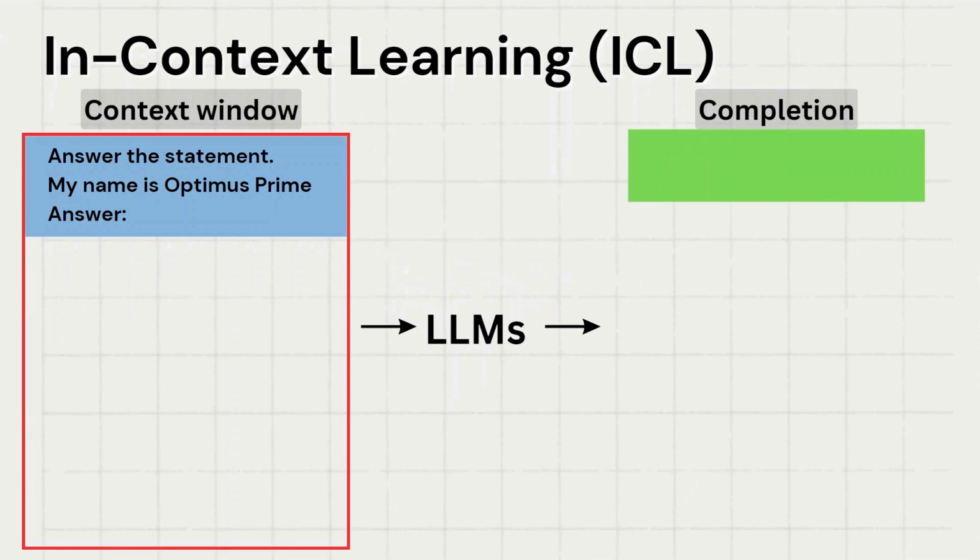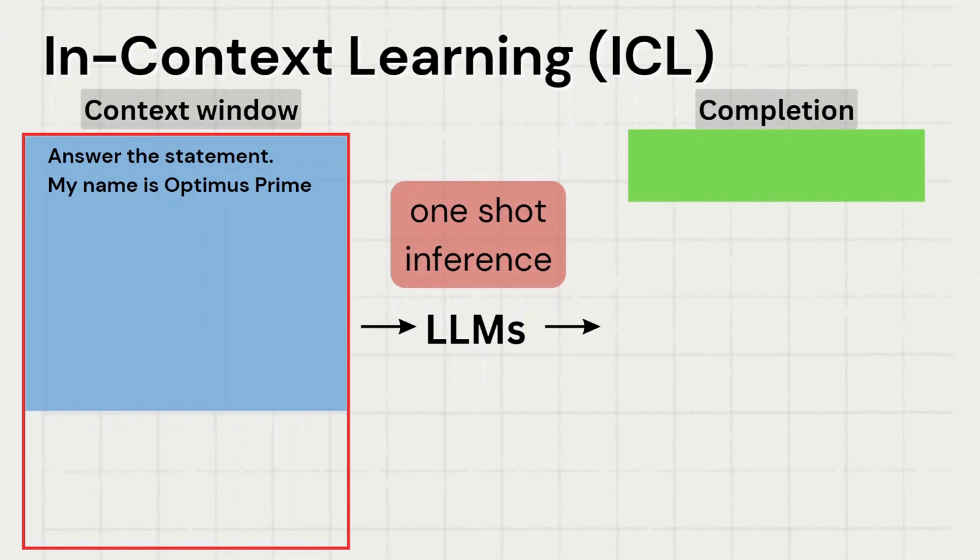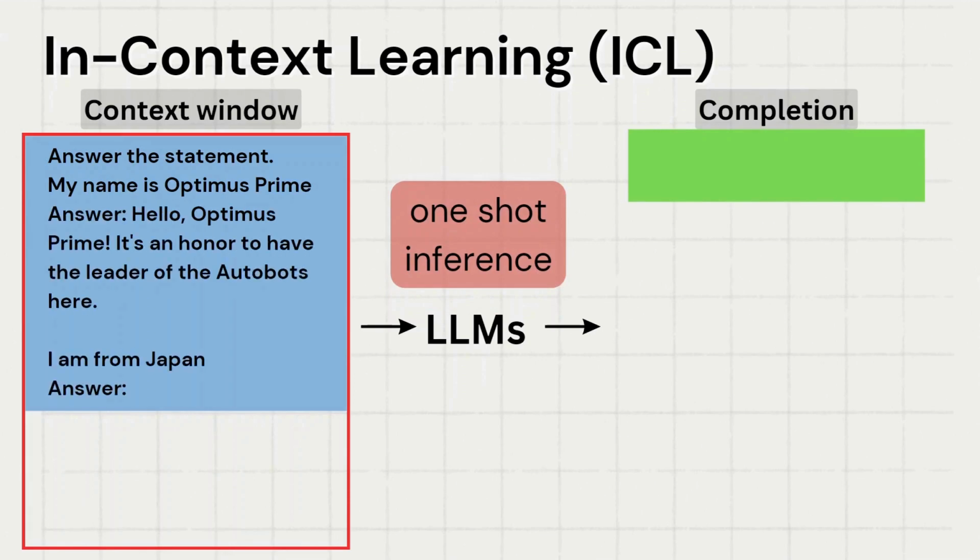So you go one step further to one-shot inference. When I say one shot, it means that I am providing one example answer in the context window. So for this case, if you see on the left hand side, I have already provided an answer on how to greet the person who is providing his name in the input.